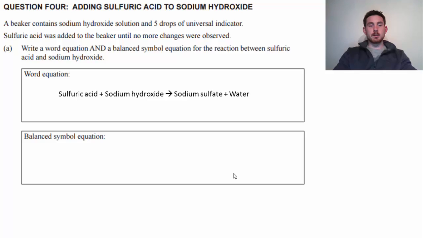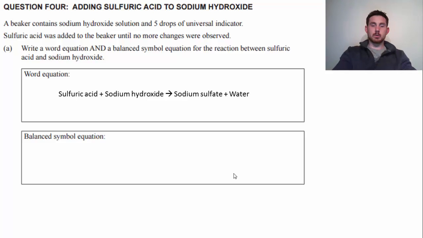But before we write the formulas, we'll just write the word equation, sulfuric acid plus sodium hydroxide, an arrow to the products, which are sodium sulfate and water. We would know that it's sodium sulfate because we take the metal from the alkali, so sodium, and sulfuric acid will always produce a sulfate.